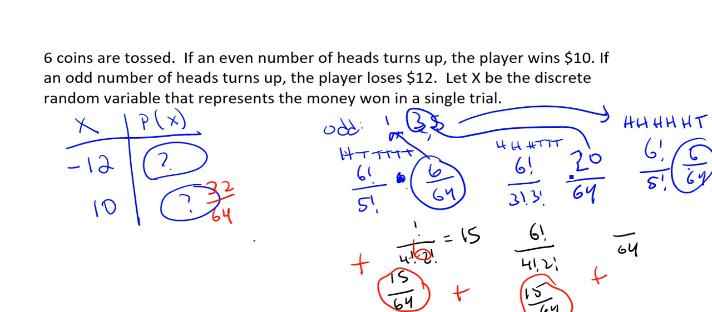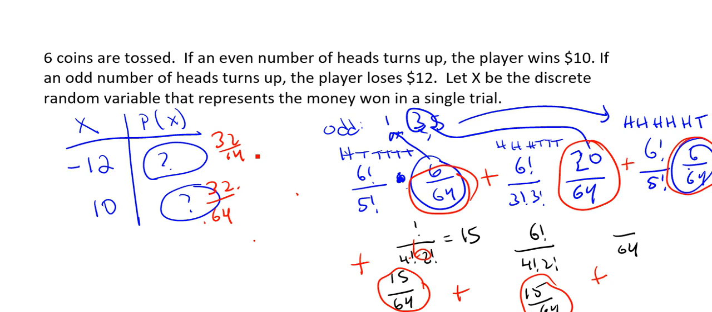So if I want to get an odd number of heads, I can get either 1 head, 6 out of 64, or 3 heads, which is 20 out of 64, or 5 heads, which is 6 out of 64. So if I add those together, I've got 32 out of 64. And of course, that's nice to check because obviously 32 plus 32 is 64, so I've got all of them. So that's my probability distribution. If you want to reduce, there's actually a half and a half.